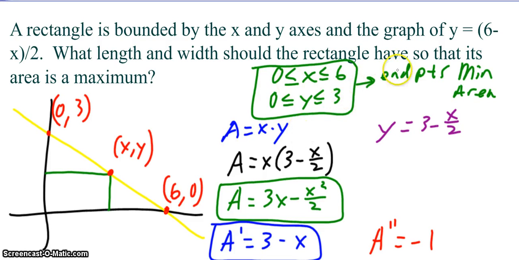However, if it is one of those endpoints, then that's going to be a minimum area because it's going to be an area of 0. So my area equation is x times y. Y is 3 minus x over 2, which is the equation of my line, so I substitute that in. Area is x times 3 minus x over 2. Distribute the x, so area is 3x minus x squared over 2.